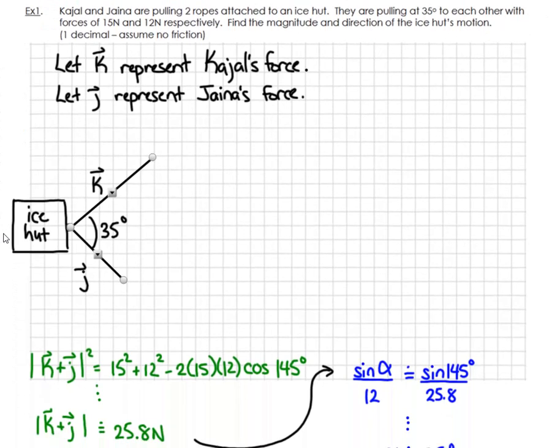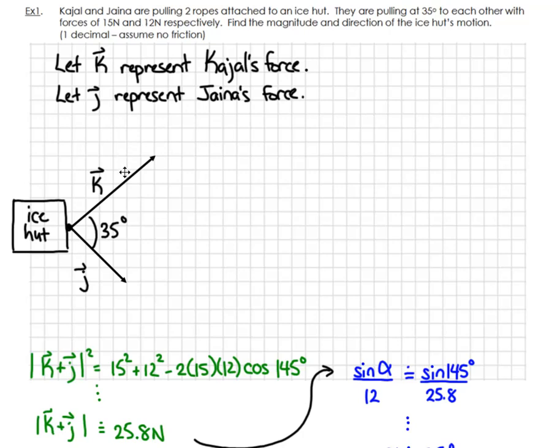So our first example is Kajal and Jana are pulling two ropes attached to an ice hut. Okay, so here we have an ice hut. I have K with a vector symbol representing Kajal's force. Notice it has an arrow, and then also Jana's force. Okay, they are pulling at 35 degrees, which I've written right here, to each other with forces of 15 newtons and 12 newtons respectively. So that means K is going to be 15 newtons, the magnitude, and then the magnitude of J is going to be 12 newtons. Respectively just means whatever order they had written it in is going to be the order for these two numbers.